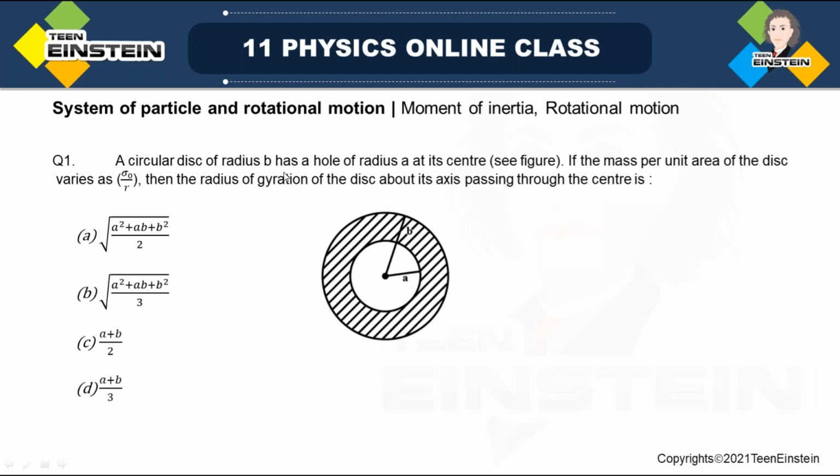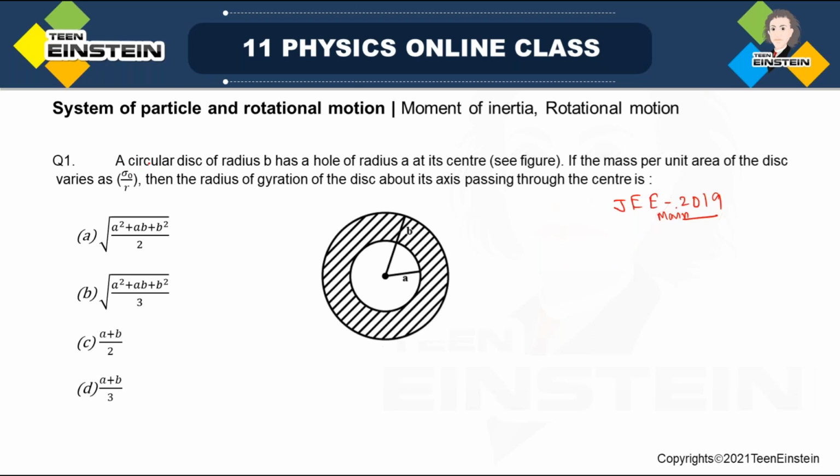So the first problem you are seeing on the screen is actually from JEE Main 2019. Let us try to solve it.